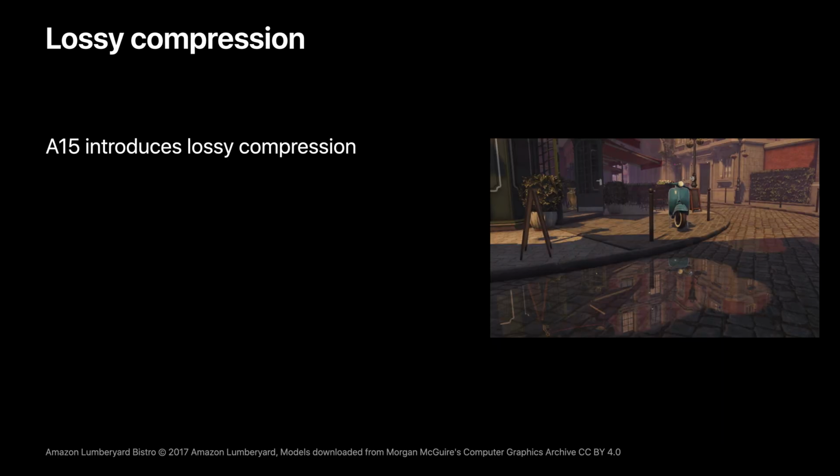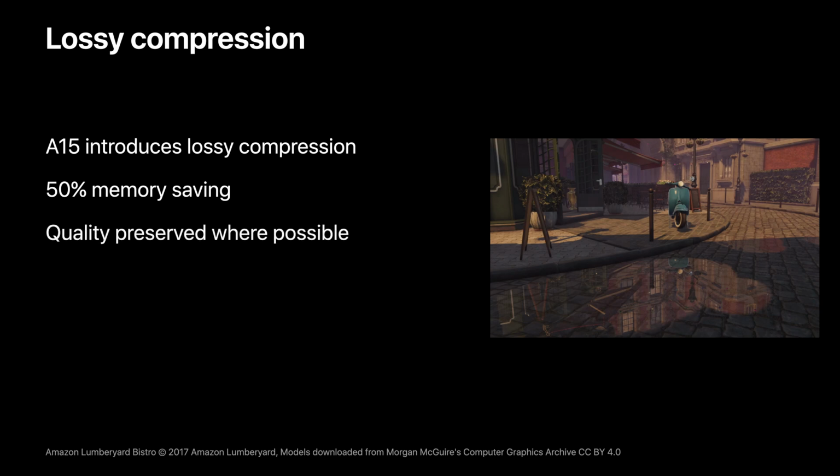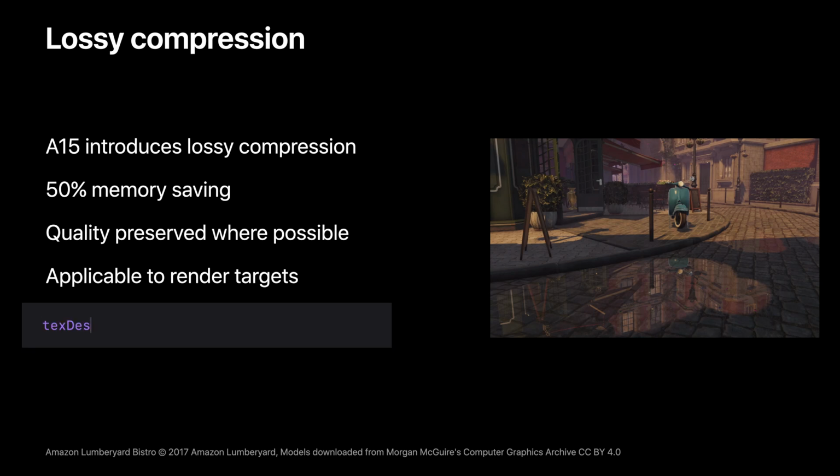Lossy takes texture compression to the next level on the A15 Bionic. In addition to the bandwidth savings that lossless compression gives you, lossy compression uses just half the memory footprint of an uncompressed texture. Lossy compression preserves texture quality wherever it's possible, and best of all, you can easily apply this to your render targets on the A15 to take full advantage of those memory savings. You can enable lossy compression by simply setting a texture descriptor's new compression type property to lossy.